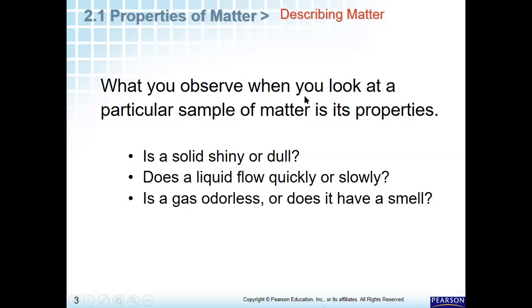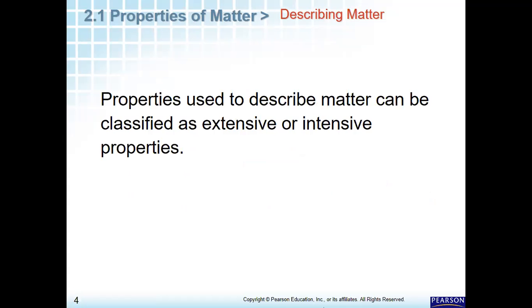What you observe when you look at a particular sample of matter is its properties. Is it solid, shiny, or dull? Does the liquid flow quickly or slowly, like water and oil or water and honey? Is gas odorless or does it have a smell? You can see some gases like oxygen are odorless, while ammonia has a vulgar smell.